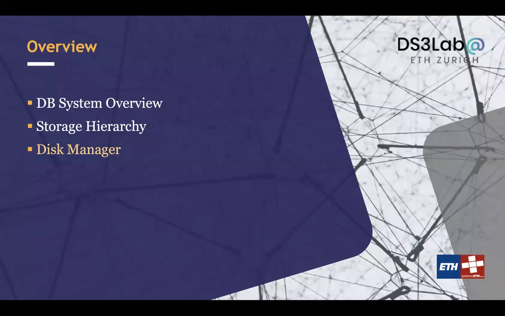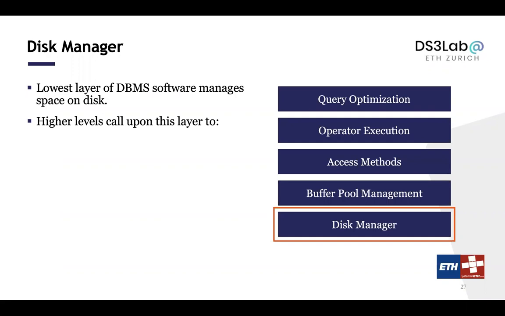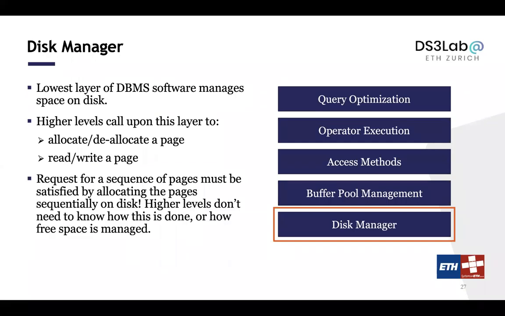Now let's talk about the bottom layer of a database system, which is our disk manager. It is the lowest layer of the really traditional view of what a database is. All the higher layers are going to call this layer to allocate or deallocate a page, and to read and write a page. What's also important is if the upper layer tells the disk manager, okay, allocate 100 pages for me, and I want them to be stored in a sequential way.